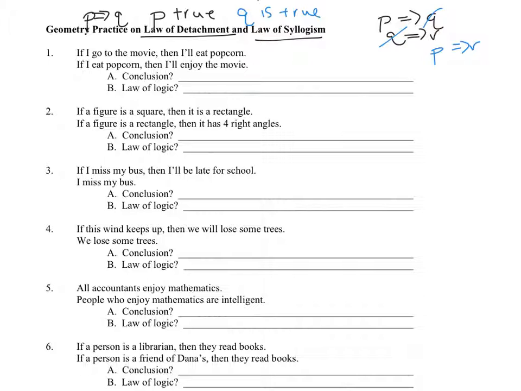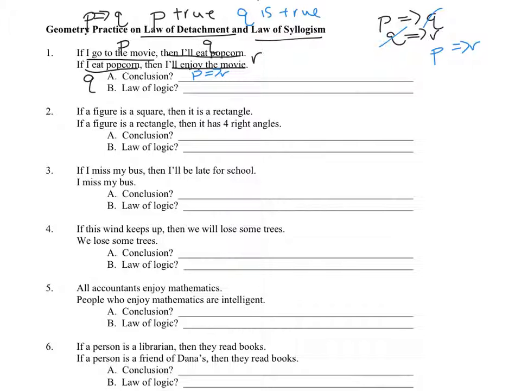So make sure that you're underlining your P's, your Q's, and your R's to see which one you're using, and you might not even be using one. So if I go to the movie, that's P, then I'll eat popcorn, Q. If I eat popcorn, that's not any different than the Q before, so that's Q. Then I'll enjoy the movie, that's new, that's R. So we have P implies Q, Q implies R, so we can conclude that P implies R.